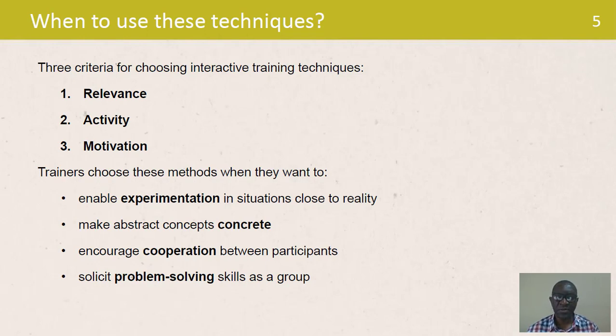3 criteria for determining when to choose an interactive training. 1. Relevance. In order to choose the right technique, the learning objectives must be clearly defined. 2. Activity. The technique must allow for the involvement of all participants. The proposed activity must allow them to act, observe, reflect, research, experiment, speak. 3. Motivation. The technique must motivate the participants.